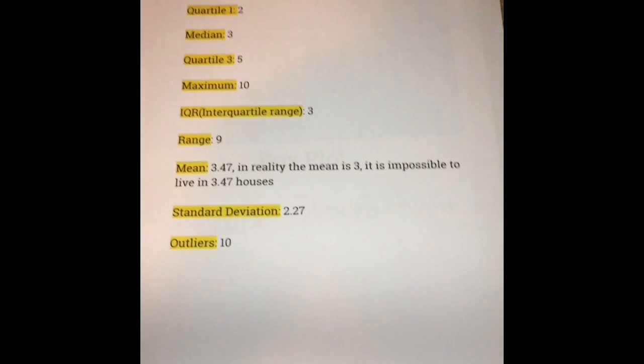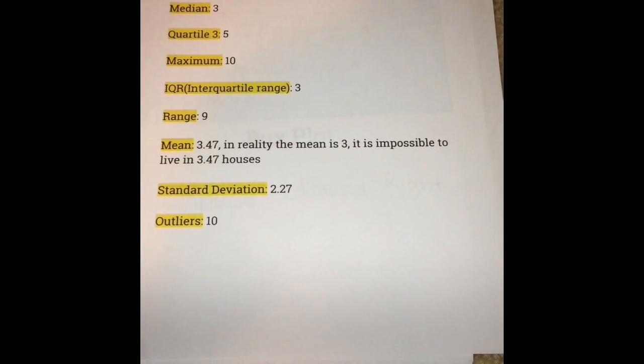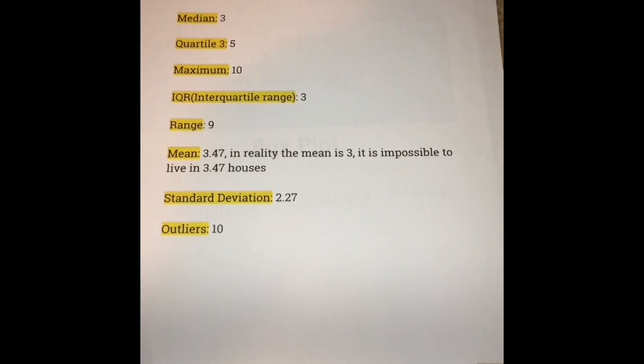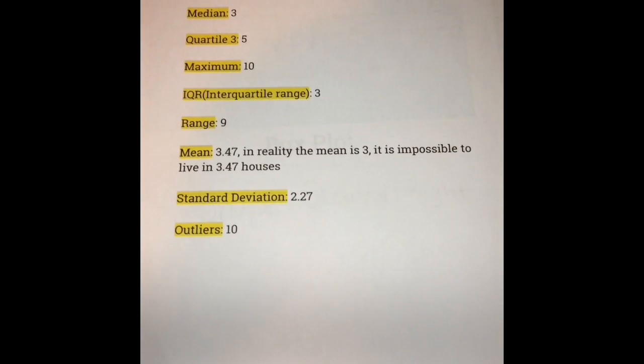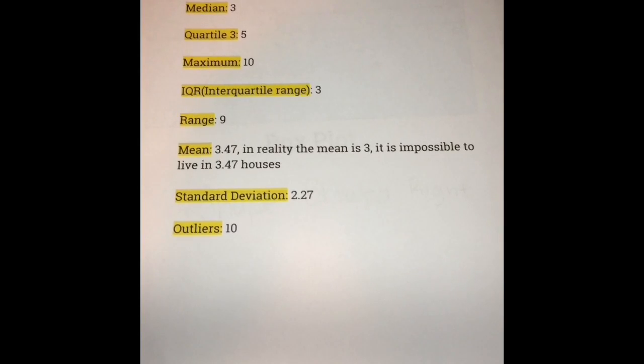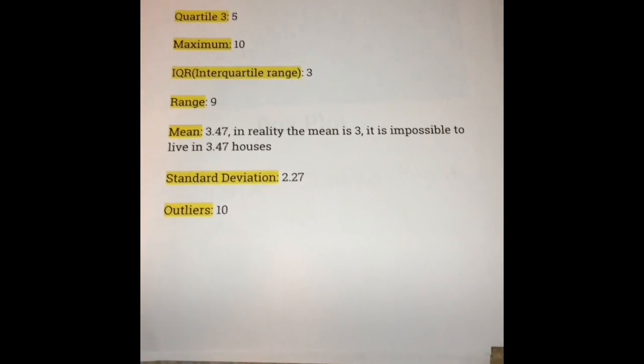Standard deviation, 2.27. I found that from plugging it into my calculator and finding it. Outliers. I found the outlier from the simple equation Q3 plus 1.5 IQR.